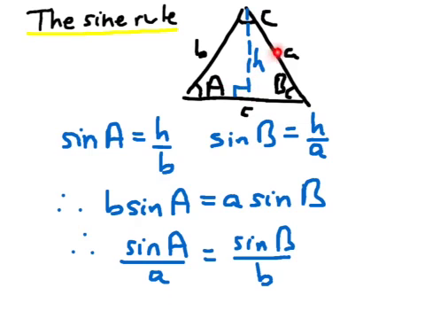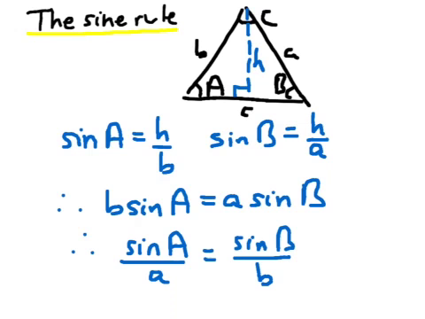We could drop a perpendicular here, and we would get that the sine of capital B over little b is equal to the sine of capital C over little c, so we could add it here. Or we could drop a perpendicular here, and we would get that the sine of capital A over little a was equal to the sine of capital C over little c. So in general, we can complete the third equality of the sine rule, that this is equal to this, and that this is also equal to sine C over little c. I'll let you do that.